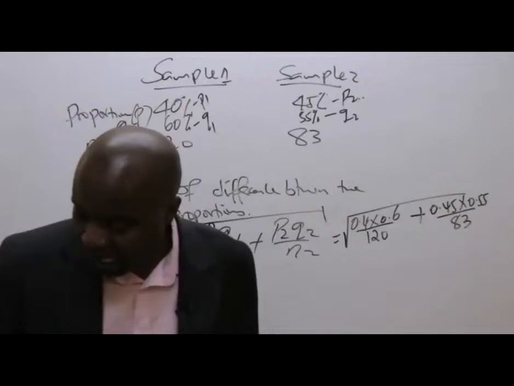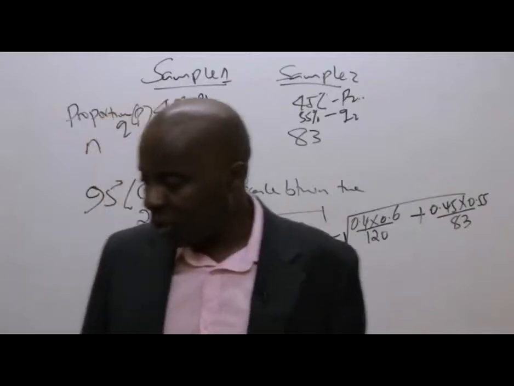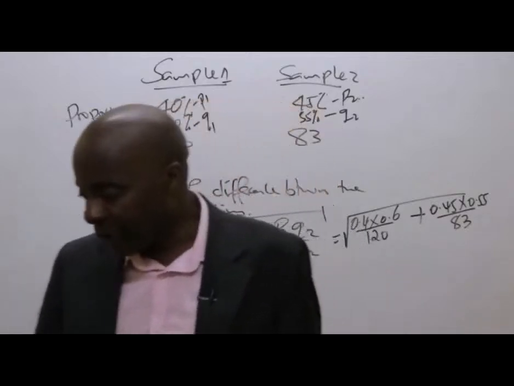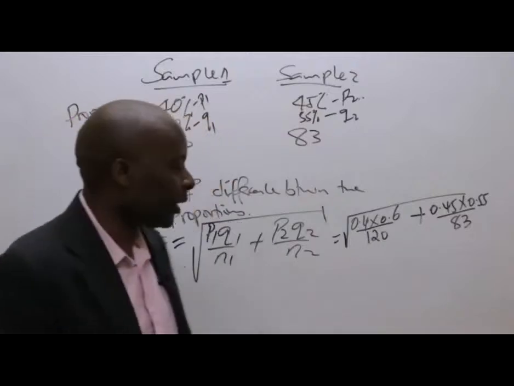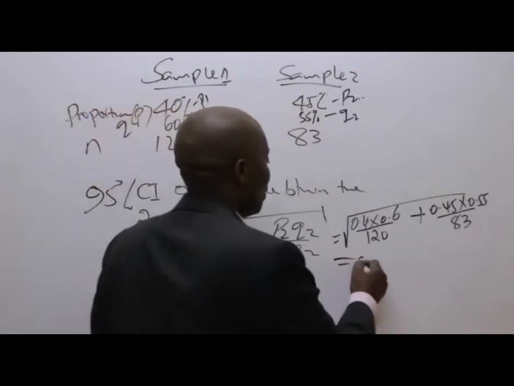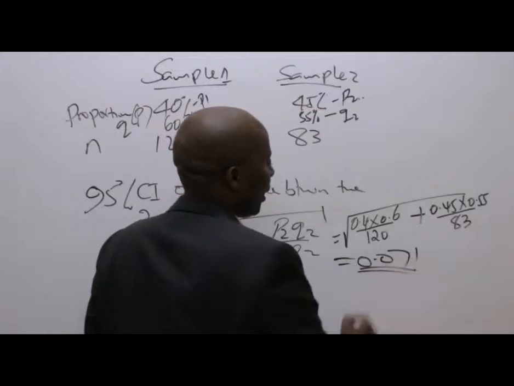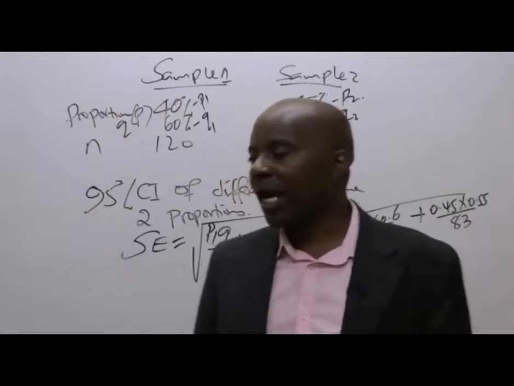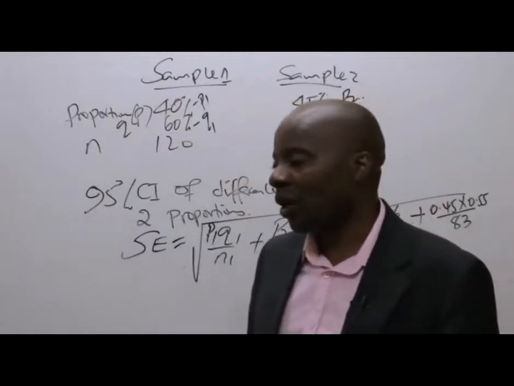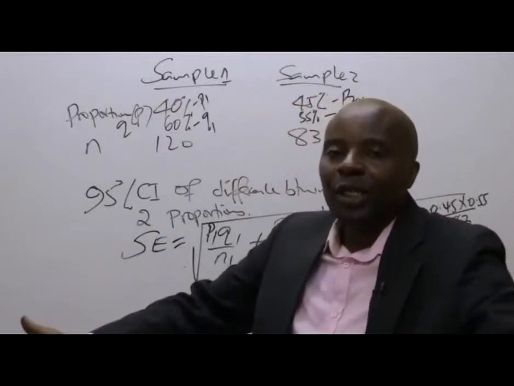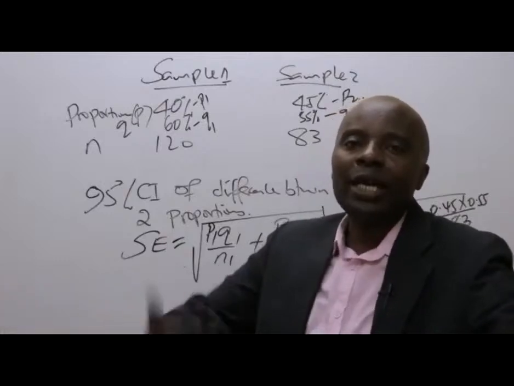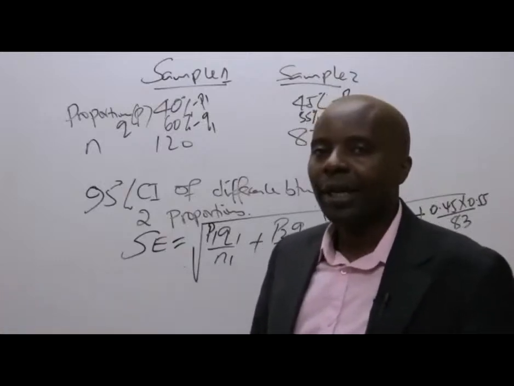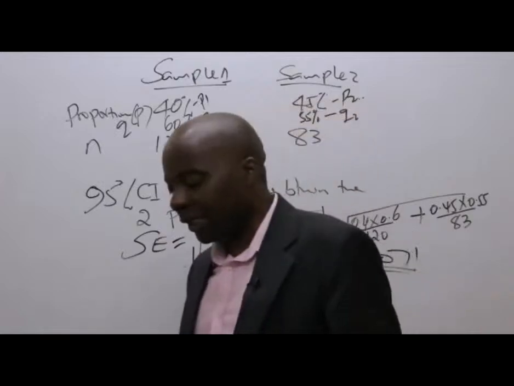Somebody is giving me a figure of 0.71 or 0.071. Kiprotich, just check that figure. It's supposed to be 0.071. That is my standard error. Once I have the standard error, I know the next thing will be about the entry and the Z-score. So how do I get the entry?